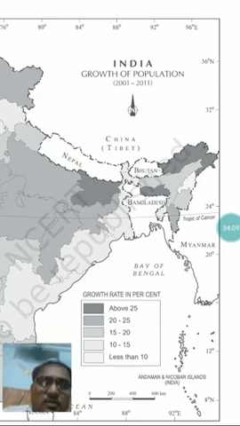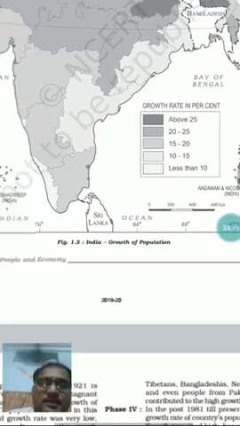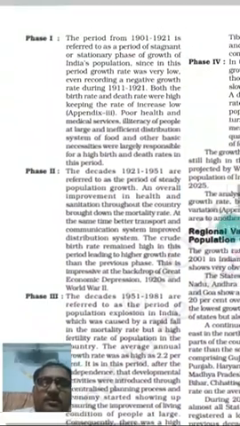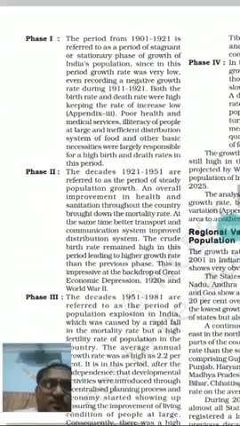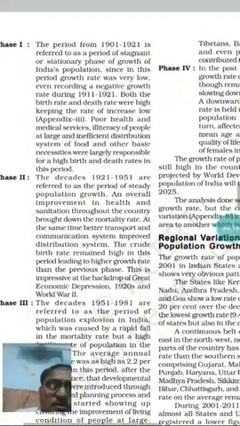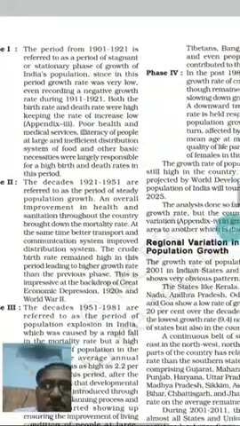So we will look at all these things in detail in the next class, where we will also discuss the different phases of population growth.